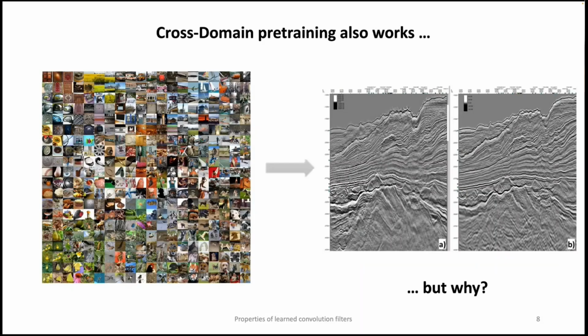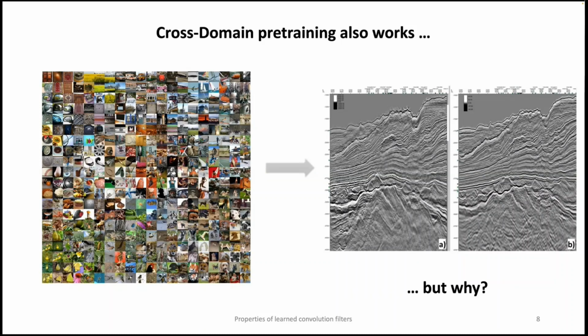Now, interestingly, it's kind of intuitive that you can pre-train your network on data that is very similar to your image, but it also works cross-domain. So, for example, you can train a neural network to do transformations on seismic images, and you can pre-train it on ImageNet. And ImageNet just contains natural photos, so photographs of various objects. They look nothing like seismic images.